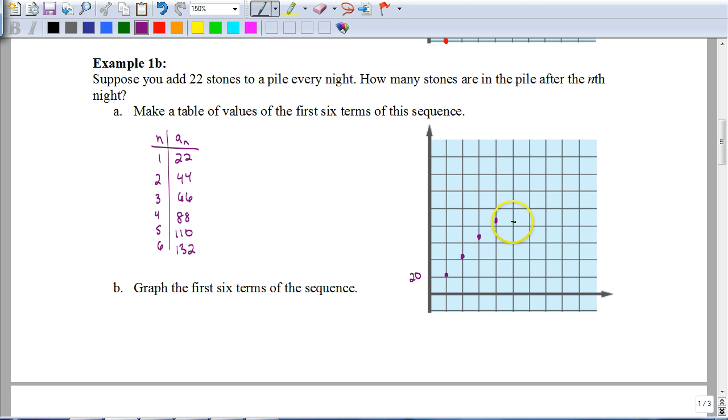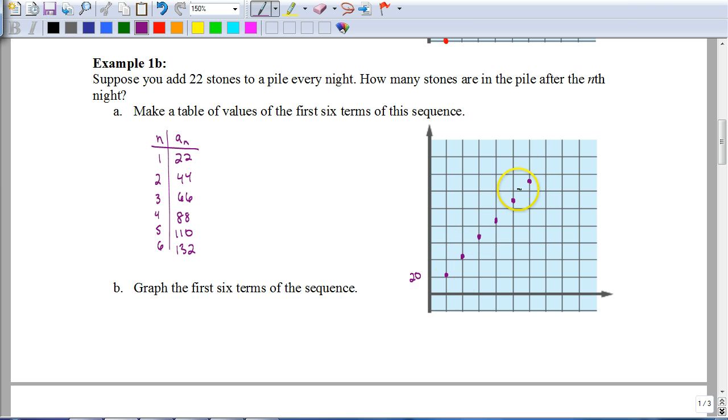5 and 110. So here would be 100, so 110 would be halfway. And 6 and 132. So this would be 120, 130, so this would be a little bit above halfway. So we just have to graph the first 6 terms. Again, do not connect them with the line.